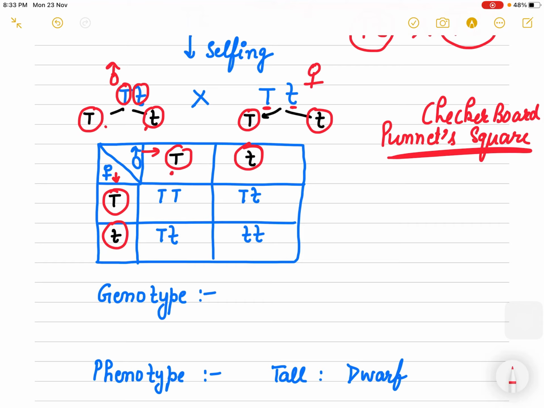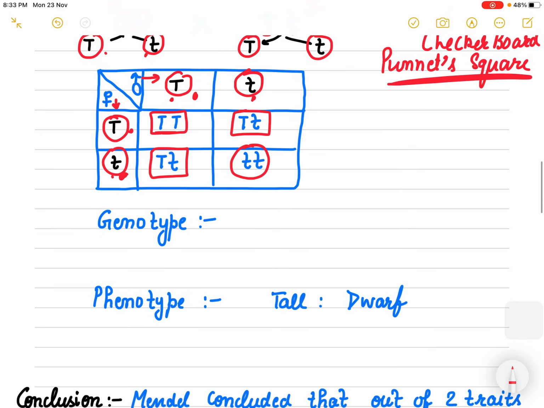Now cross them. Capital T, capital T: this is formed. Capital T, small t: this is formed. Capital T, small t: this one will be there. Small t, small t: the last one will be this. Now, this is our F2 generation, right? This is our F2 generation, but all are not the same.